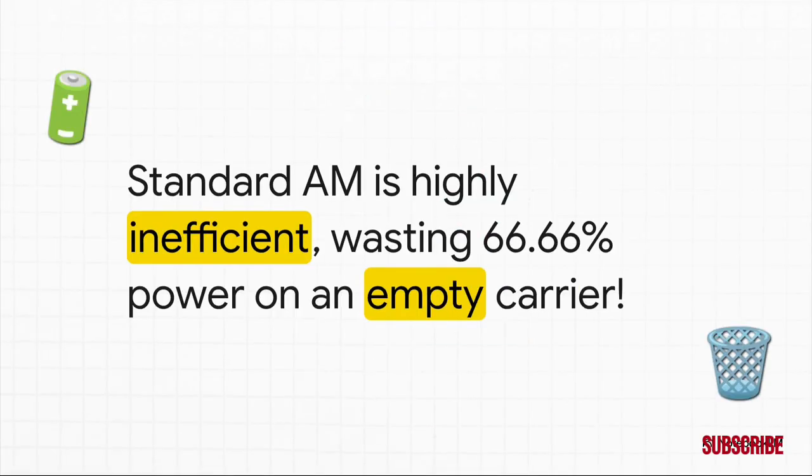So quick recap for you. Standard AM is highly inefficient. We just proved mathematically that 66.66% of power is totally wasted on an empty carrier. When M equals 1, the sidebands hold all the actual data, while the carrier just drains our energy. As engineers, we simply cannot accept this kind of waste. We have to fix it.